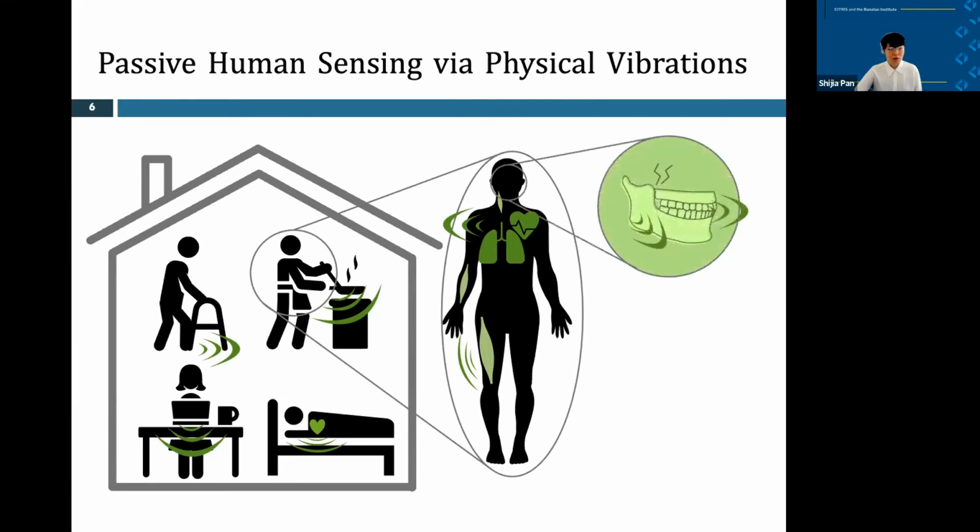For example, let's further zoom into the body part level, say the mandible, or what we call our lower jaw. The vibration generated during everyday usage contains more indirect information there, such as your teeth condition or unvoiced speech.